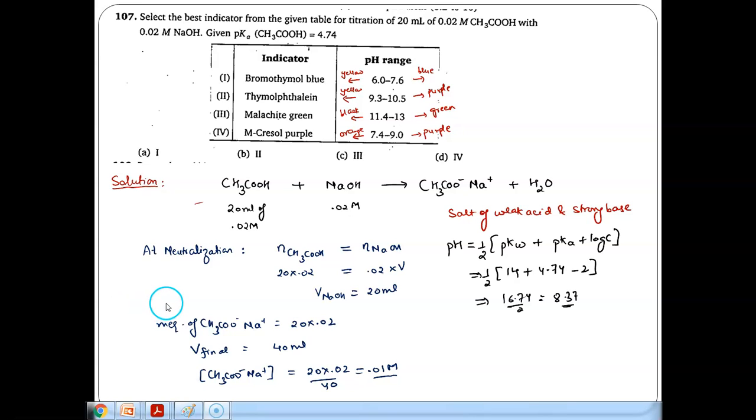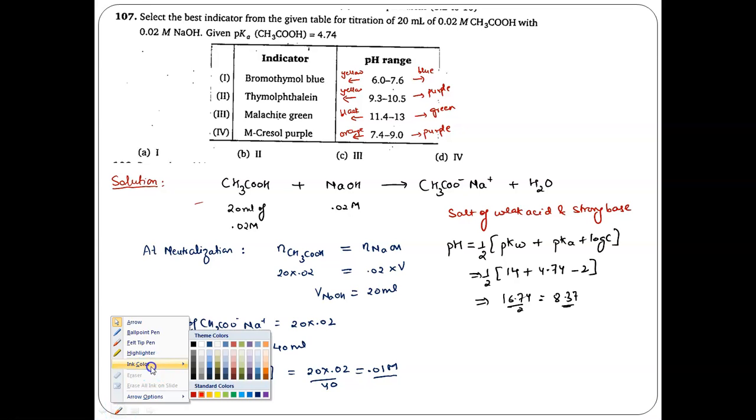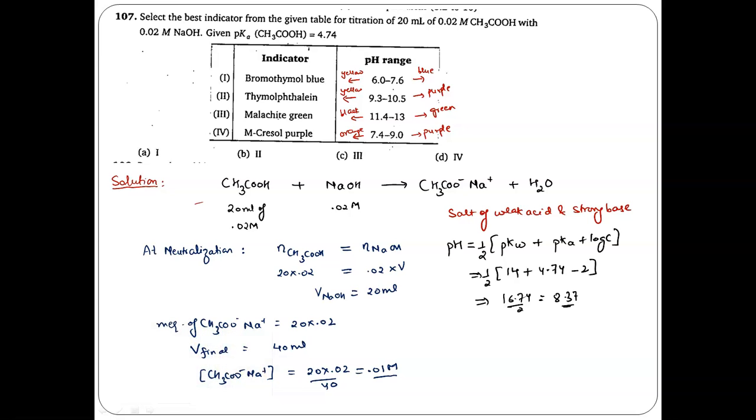Hello, this is a question based on selection of an indicator for a particular titration reaction. The question says: select the best indicator from the given table for titration of 20 ml of 0.02 molar acetic acid with 0.02 molar NaOH. It is given that the pKa of acetic acid is 4.74, and these are the list of indicators from where we have to choose.